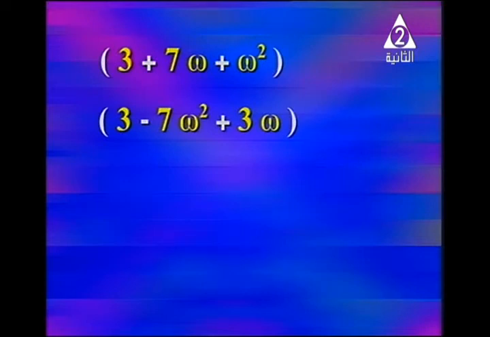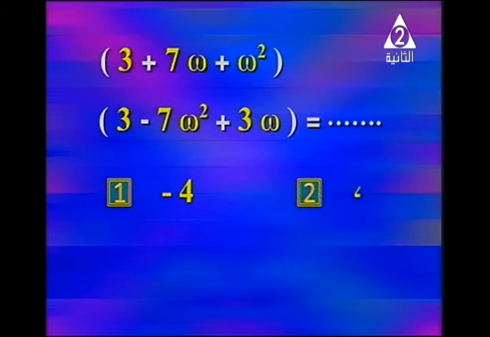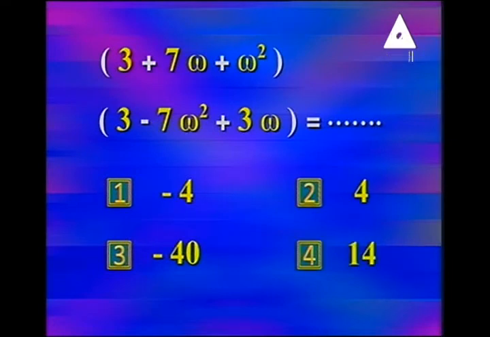Look at (3 + 7ω + ω²) multiplied by (3 - 7ω² + 3ω) equals what? The choices: number 1 is -4, number 2 is 4, number 3 is -40, number 4 is 14.